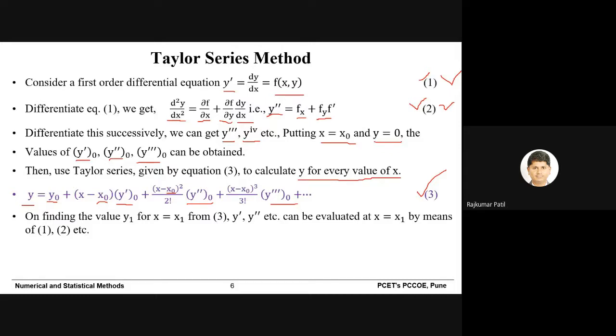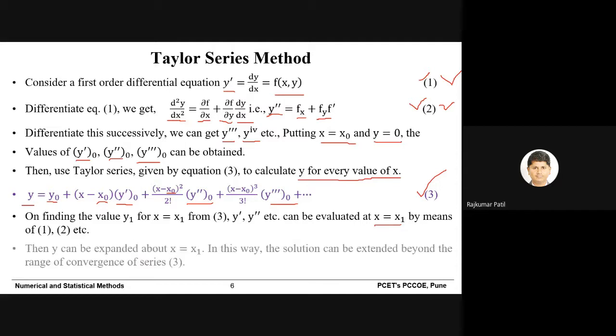And when you put x equal to x1, you will get y1. When you put x is equal to x2, you will get y2, and so on. So this is how this particular method works. Okay, so briefly I will tell you how this particular method works once again.